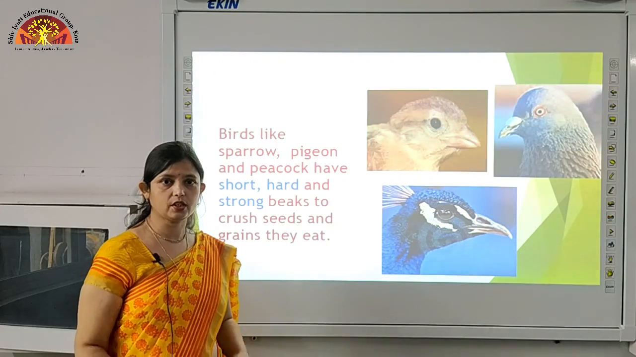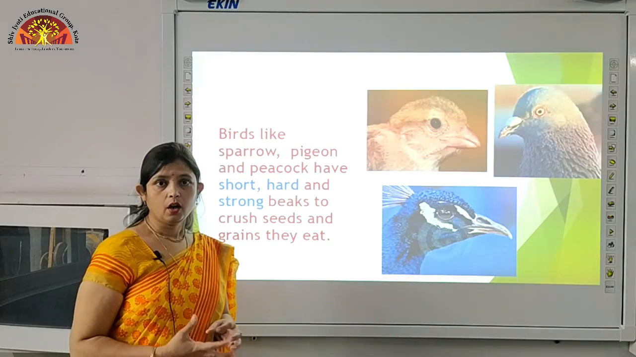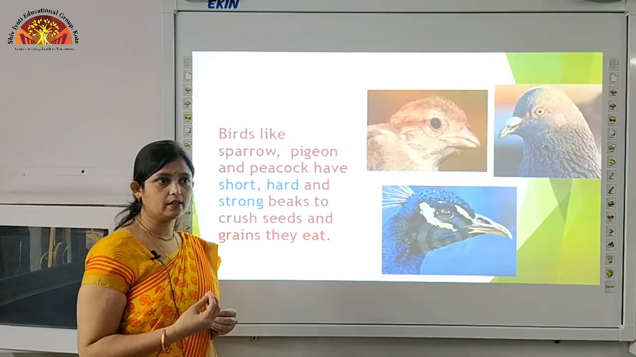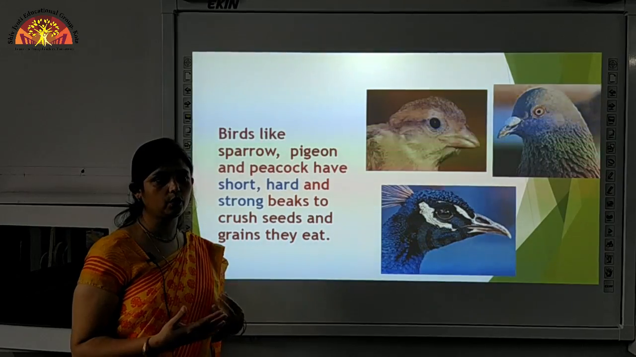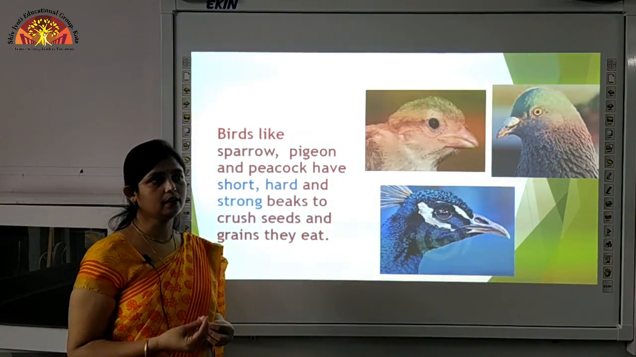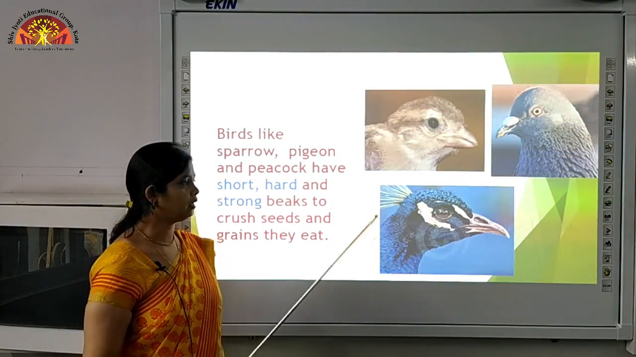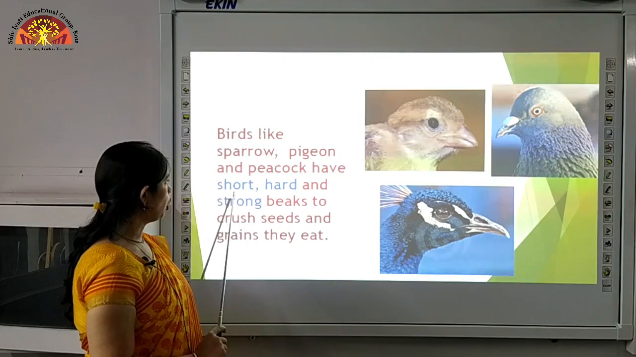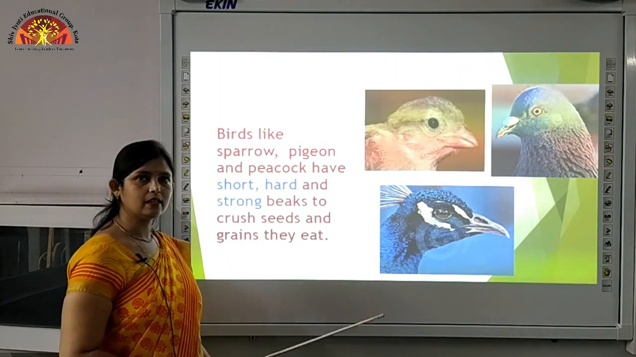All these birds, what do they generally eat? They used to eat grains, seeds, and often we used to give them grains, and you might have seen in various temples also, in many places, that grains are scattered for the birds. So, what is it? They are the seeds and the grains which these birds used to eat. So, their beak is short, hard and strong, so that they can crush the seeds easily.